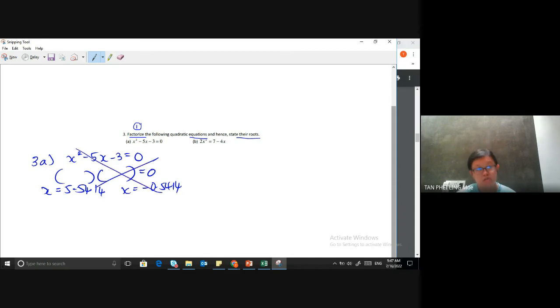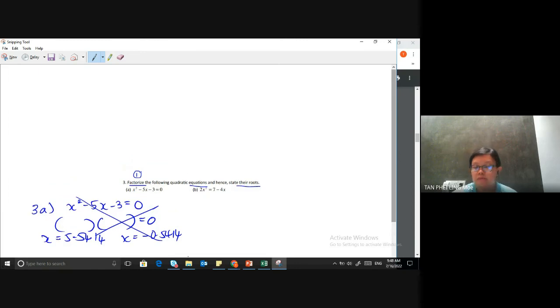So this method cannot be used, because it is not a nice number, an ugly number. Remember, ugly numbers cannot use factorization. So what do we do? For ugly numbers we use the formula. I thought they wanted factorization, but cannot, so we use back the same way. Let's write down first: A equals 1, B equals -5, C equals -3. Then we start to use the formula.